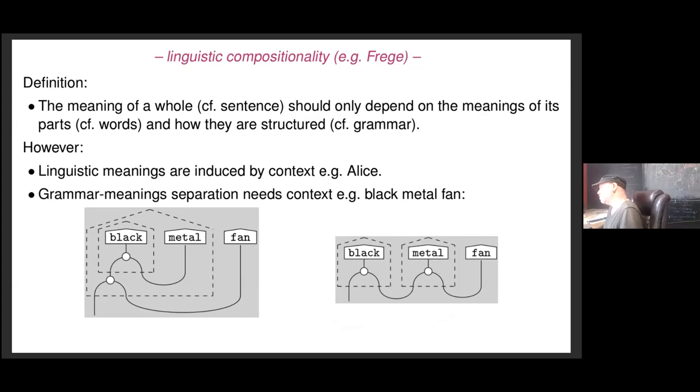In the case of the fan of the music genre black metal, you first form black metal as a whole, and then you apply it as an adjective to fan. So you can sort of intuitively see how I did this in the pictures. I mean, we have a formal way to justify these pictures, of course. While in the second case, you say first, I've got a metal fan, and then it happens to be black too. It's just an ordering of two adjectives. While on the left, you actually form an adjective as a whole, and then you apply the fan. On the right, you just have two nested adjectives.